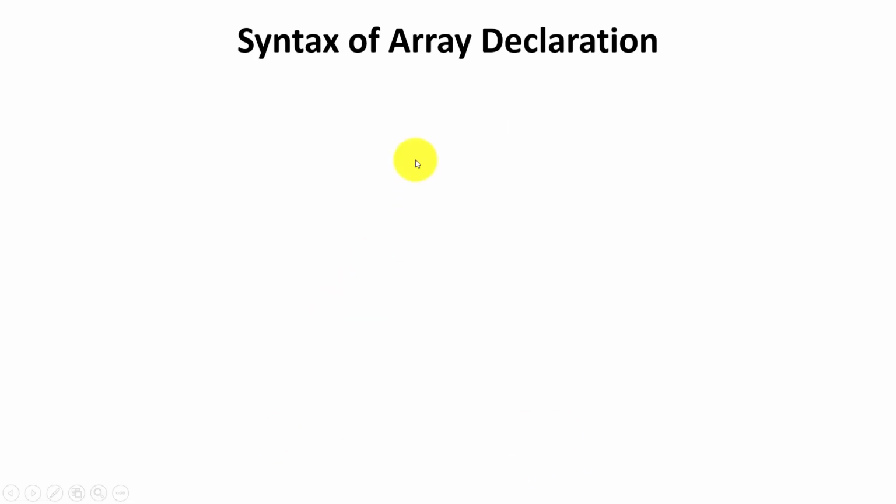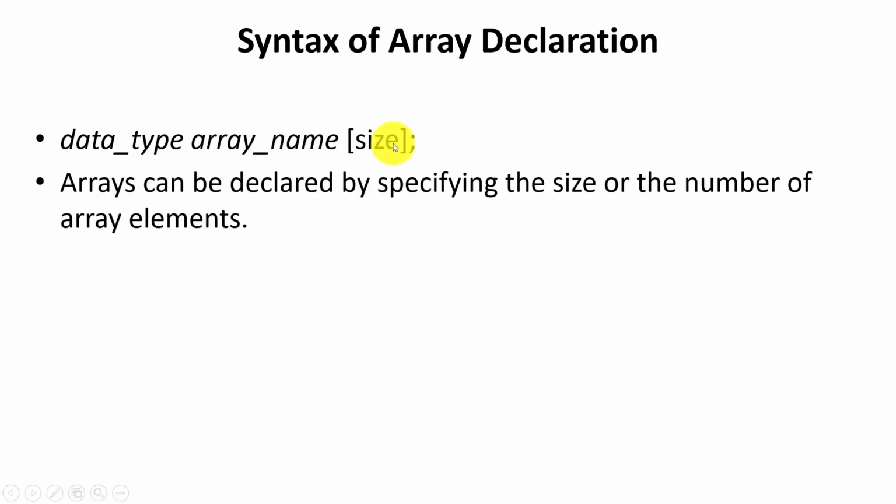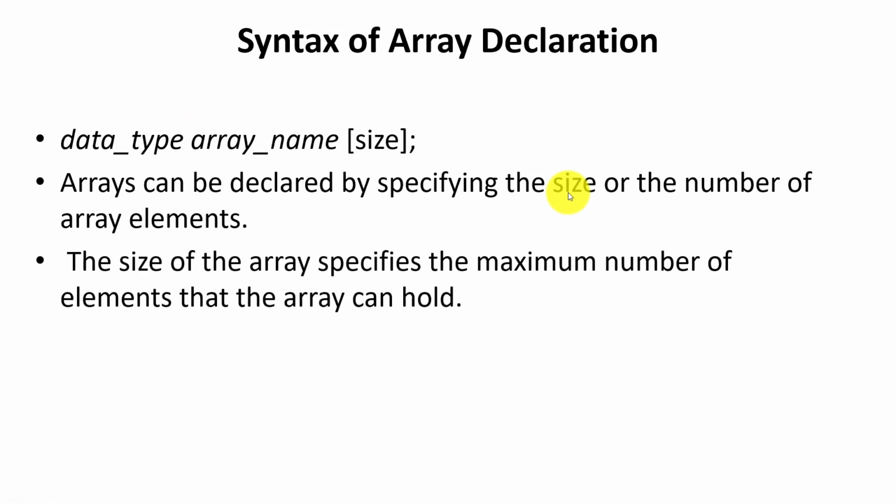Now let's understand the syntax of array declaration, or how we are going to declare an array. To declare an array, we first have to give the data type. You can use basic primitive data types like integer, character, float, and you can give any array name with the size. An array is declared with a specific size, and the size of the array specifies how many elements it can accept, or the maximum number of elements that can be held in the array. If I enter 50, then inside that array you can accept 50 elements.